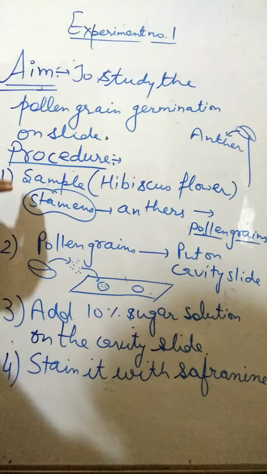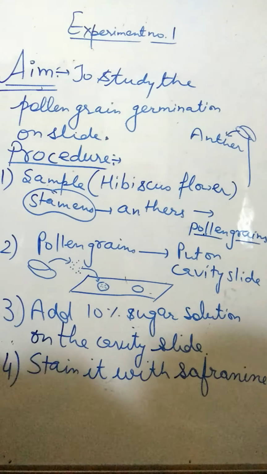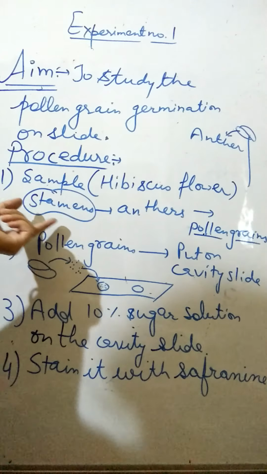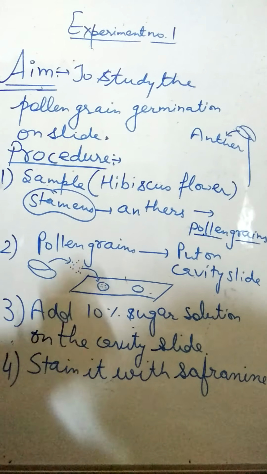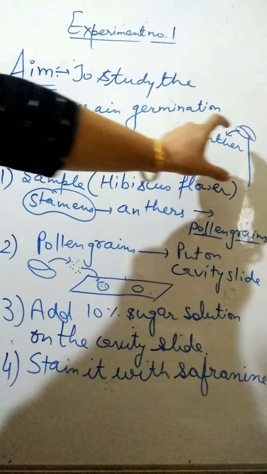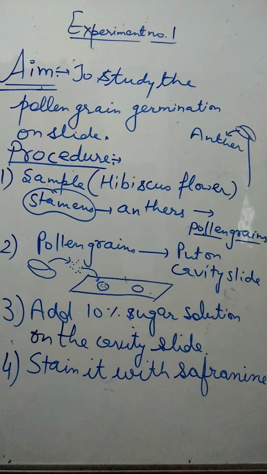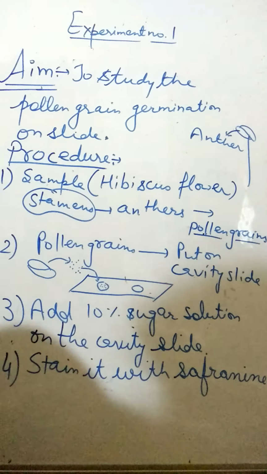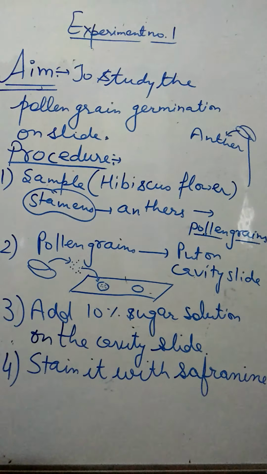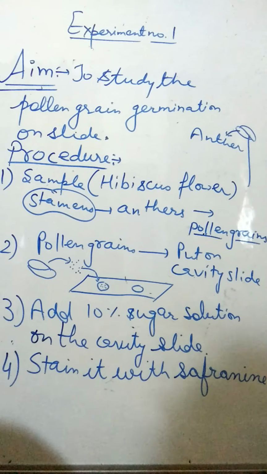In this experiment we take the sample as hibiscus flower, as I have shown in the video. From the hibiscus flower we take the stamen part. As you know, this structure is the stamen. It has a stalk, the filament, and a bilobed anther on it. As the anther contains pollen grains and we have to observe pollen grain germination on slide, we are extracting the pollen grains from the anther.